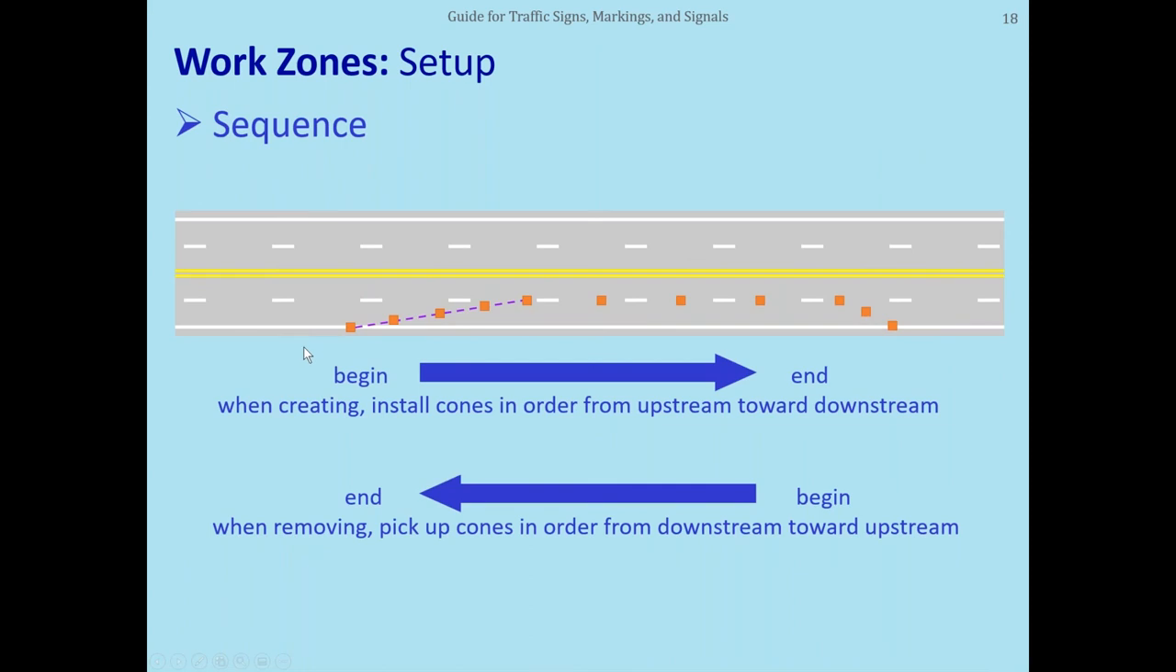When you're installing the channelizing devices, you begin at the upstream end and you work in this direction. When you're picking up at the end of the job, you start at the downstream end and work backward in that direction.